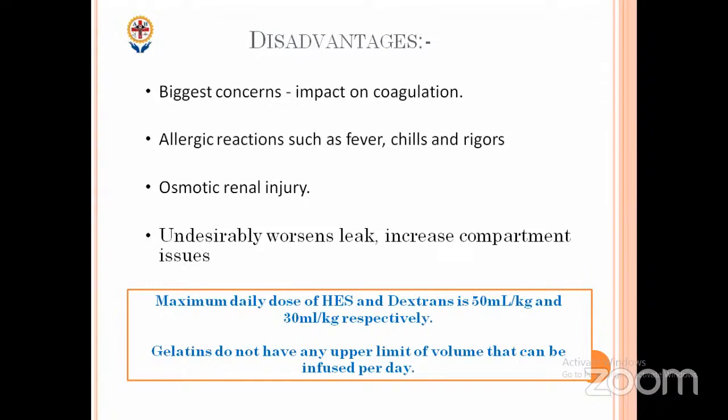So this is one limitation for this. It can be overcome by your gelatins. Gelatin, there's no upper limit. You can go up how much you can give. And there's no upper limit on 5% albumin also. So this is the most important thing. I think you have to remember this point.